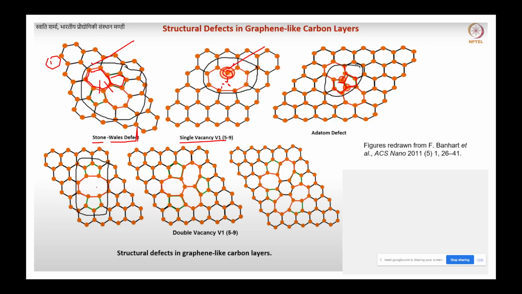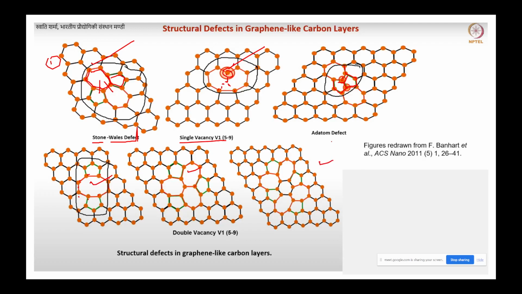Here also you can see it is more than 6: 1, 2, 3, 4, 5, 6, 7, 8, 9. So this is also not in a shape. Same thing is here. This is a double vacancy. This is a single vacancy. Here you can see a double vacancy, and this is the same also.